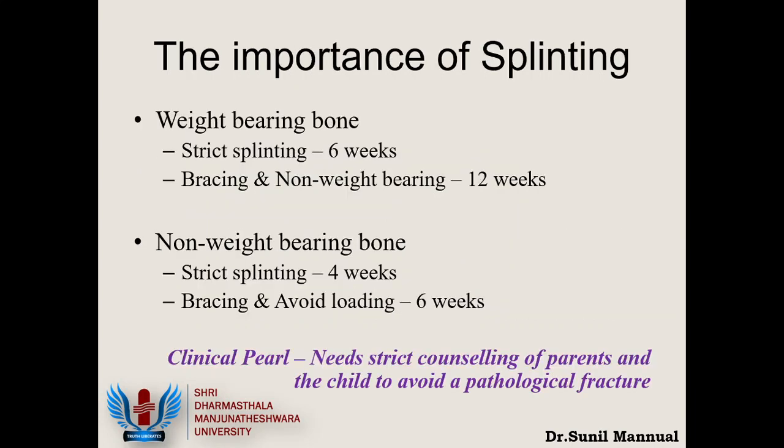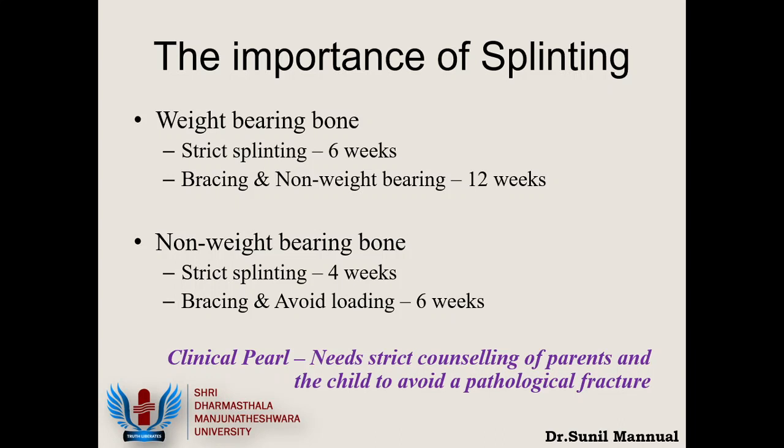Now, the most important thing is that we have to clearly emphasize to the child as well as to the parents the importance of splinting. In weight-bearing bones, like the lower limb bones, we like to keep the child strictly splinted for 6 weeks. After 6 weeks, we can allow the child to wear a brace, but we still need to keep the child non-weight bearing, because there is a high chance of pathological fracture in weight-bearing bones like the tibia and the femur, less so in the fibula.